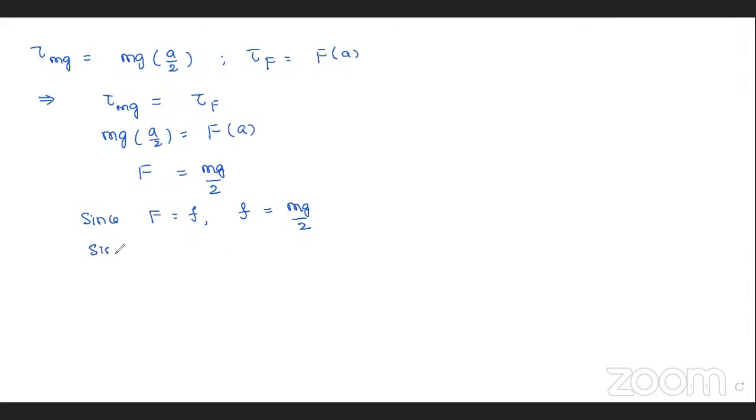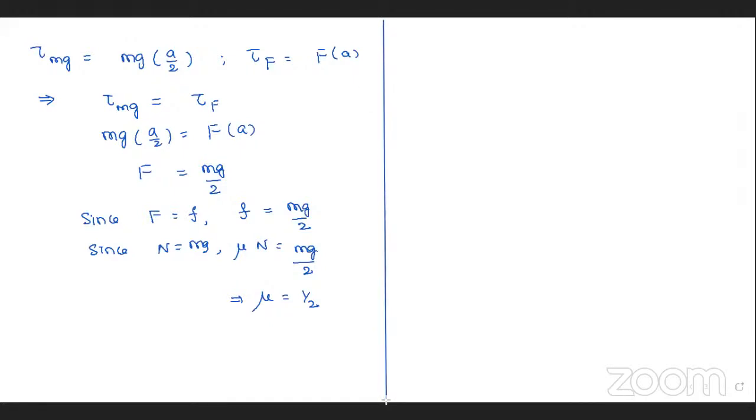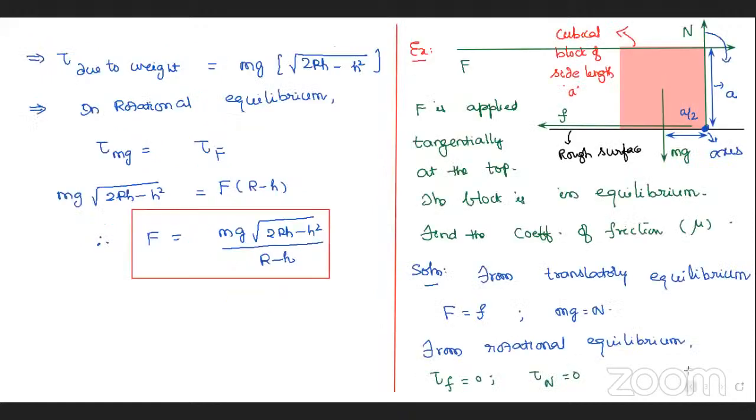Again, since N is equals to mg, we can write f is equals to mu into N, which is mg by 2. Where if you substitute N is equals to mg, mg gets cancelled. You will get mu is equals to 1 by 2. Okay. This is what I said. Mu is a numerical value, but there is no numerical information in that question. Those who like physics will enjoy such type of questions.